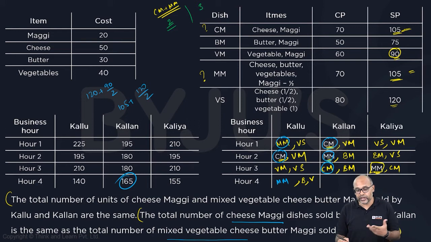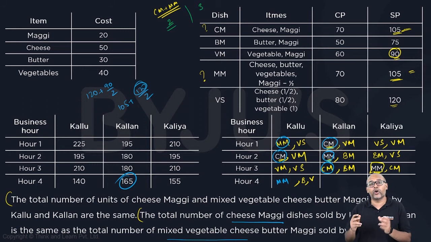105 plus 120 by 2 can give you 165. But you can see that 120 total of raw material is not possible, because the highest you can see is, in fact, cheese, butter and vegetables. Cheese, butter and vegetables is 120. Yeah, I think that is possible. Yes, you can have this.